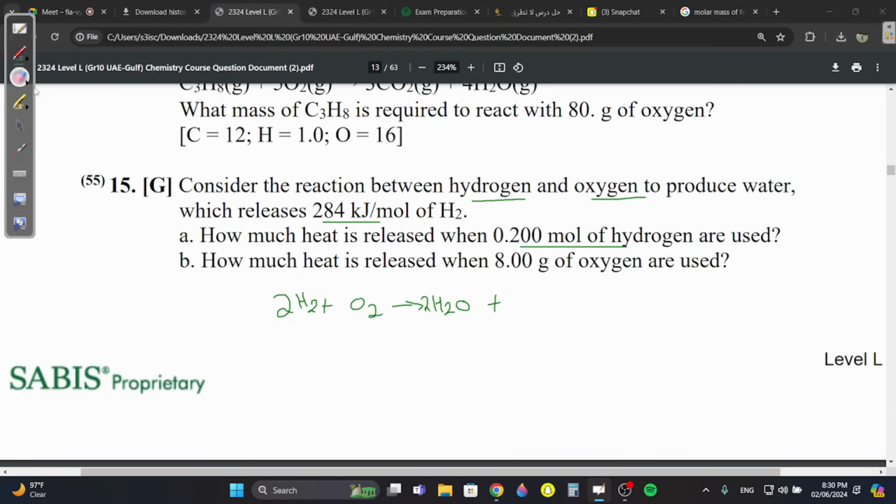You know what? Since they want it per mole of H2, let me rewrite this. Okay, produces H2O. I can balance this by just putting 1 over 2 over here. Since they want it per mole of H2, it's 284 kilojoules.